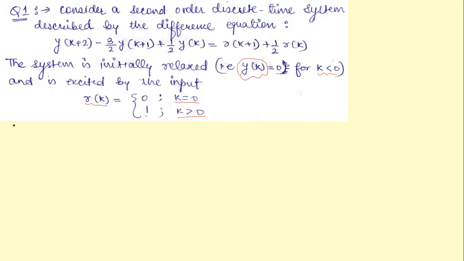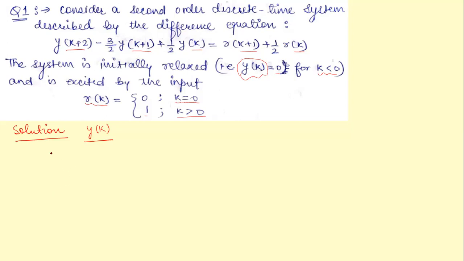Now the response of the system is nothing but we have to find out yk, right? Now how will we find out yk? And this is the question now. Now there are some major points which we have to understand. The first is that the equation which is given is not the delayed equation actually. It is the equation with the advanced samples, right?